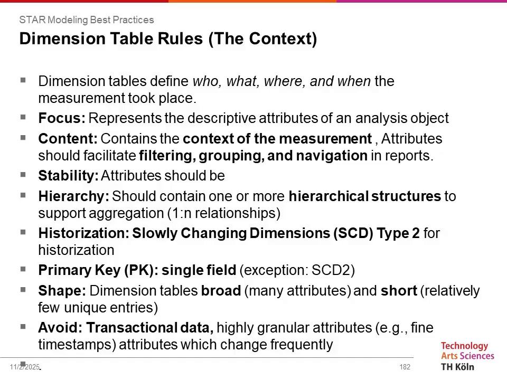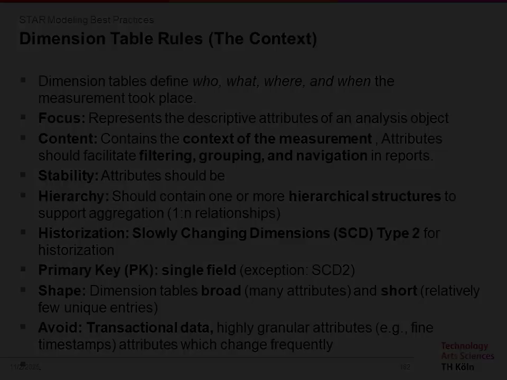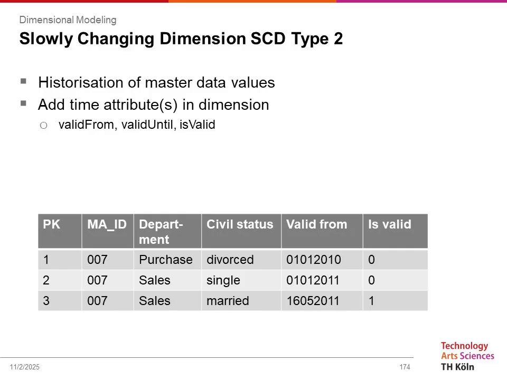Okay, but some attributes do change. A customer's address, their category, maybe their name. How do we handle that if we need accurate historical reporting? Now we're getting into a critical concept. Slowly changing dimensions, or SCDs. Specifically, SCD Type 2. Why is that one so important?